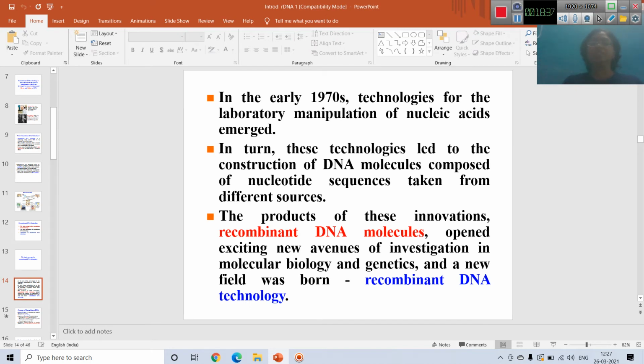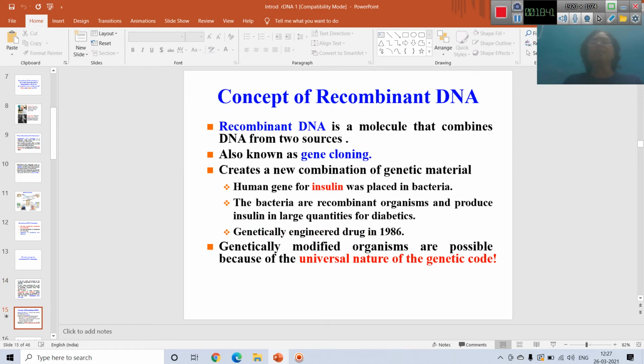Today we call it recombinant DNA technology. Recombinant DNA combines the DNA from two sources. It is also called gene cloning. So how is it helpful? Because we are creating a new combination of genetic material. And how is it helpful for humans?